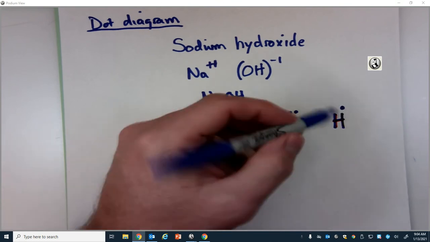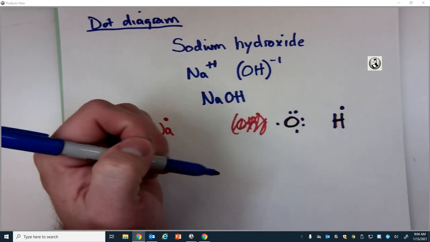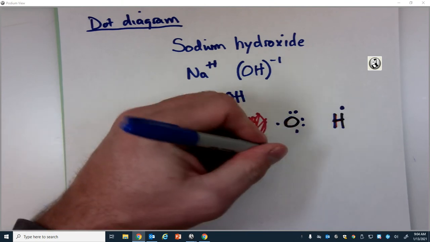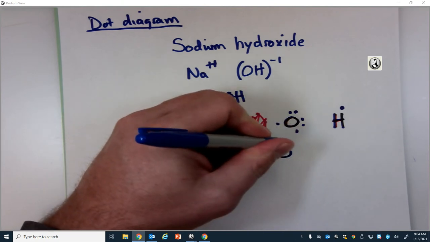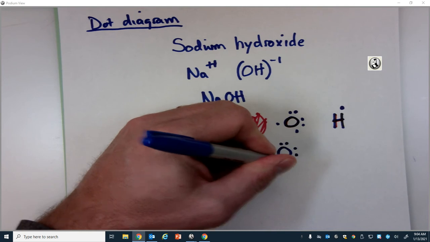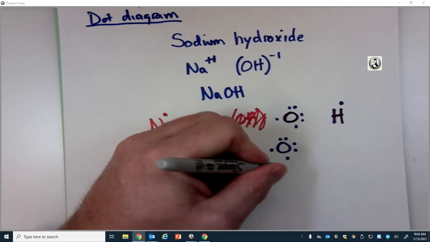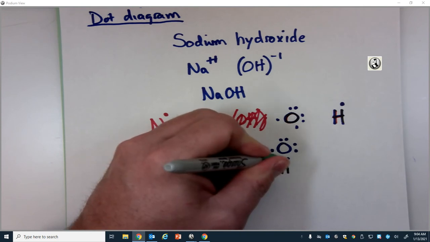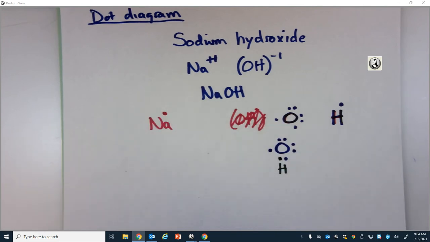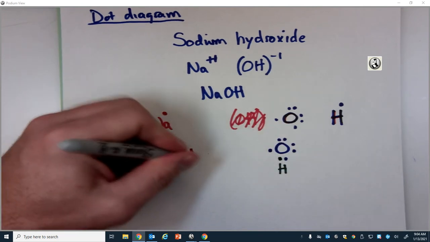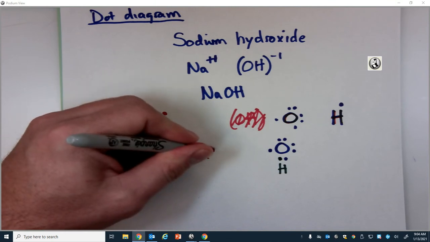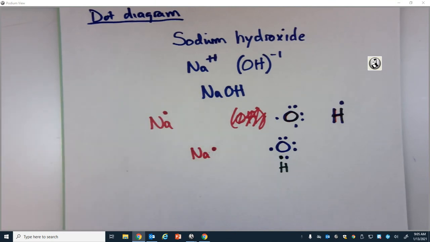What happens here is the hydrogen is going to bond with the oxygen. So you're going to end up with O here with its 6, and I'm going to do H in green. It looks like that. Then you still have your sodium with its 1, doing it like this.